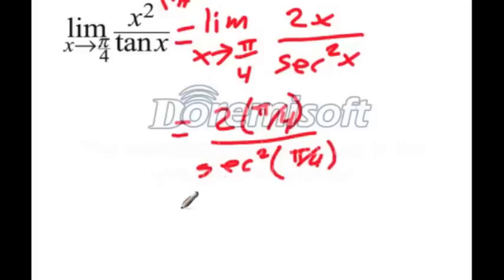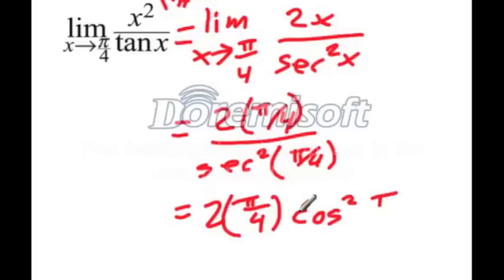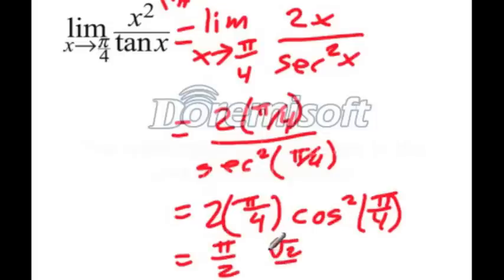And so who remembers the secant of pi over 4? I suspect a lot of you don't. So instead, let's remember that a secant is really 1 over cosine. So what we can do is rewrite this as a cosine squared in the numerator of pi over 4. Okay? And so 2 times pi over 4 would be pi over 2 simplified. And then cosine of pi over 4 is square root of 2 over 2. And that gets squared.